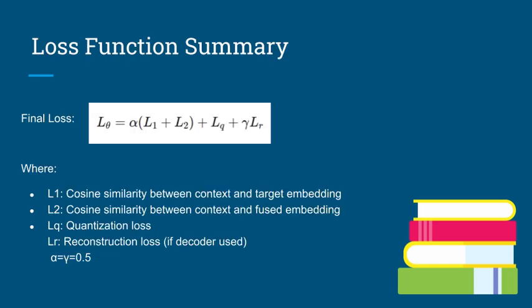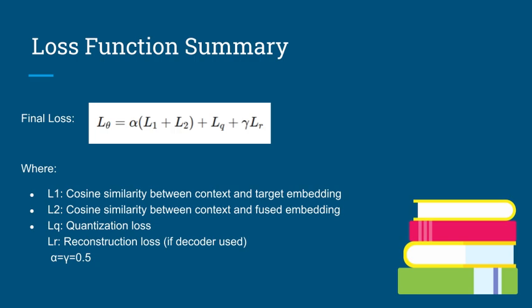Let's begin with the loss function used in CoBooM. The goal of the loss is to guide the model in learning useful representations by leveraging both continuous and discrete features. There are four key components that make up the total loss. First, we have two similarity losses, denoted as L1 and L2. These are based on cosine similarity.